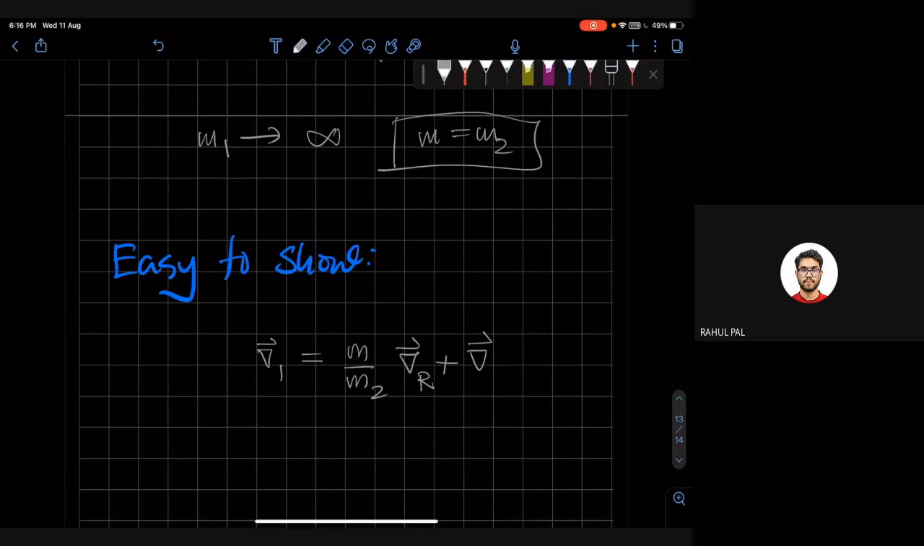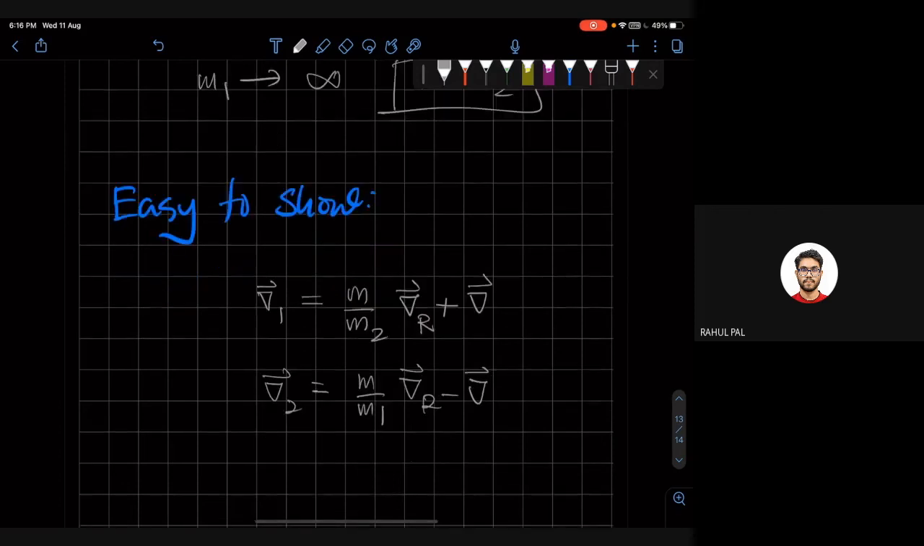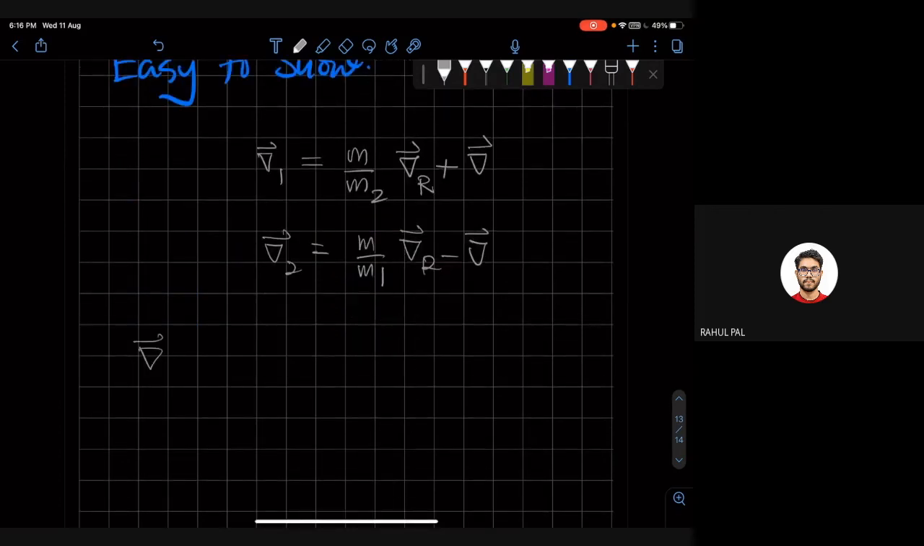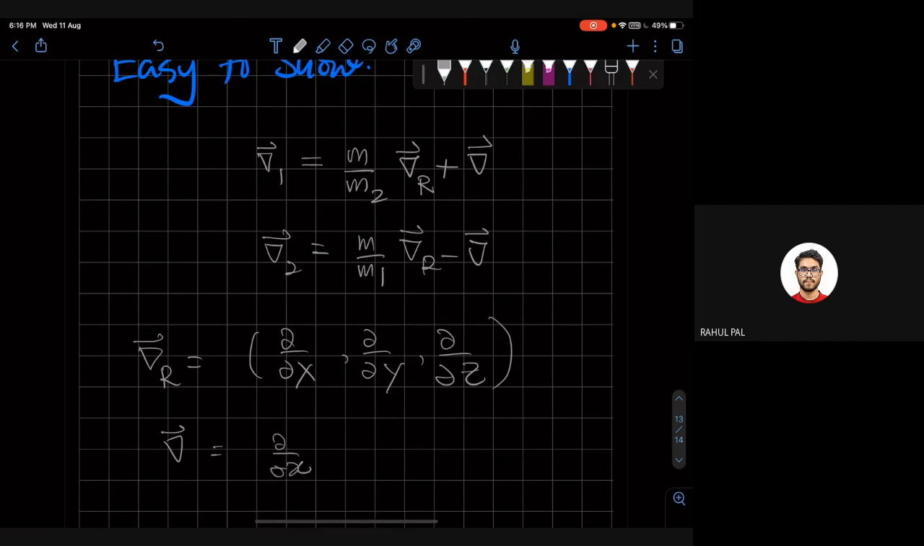And then this is going to be M by M1 del R minus del, okay? So this is just going to be d by dx. This is a differential operator, which is a vector operator. And this thing will be d by dx, the derivatives with respect to the small x, y, and z.